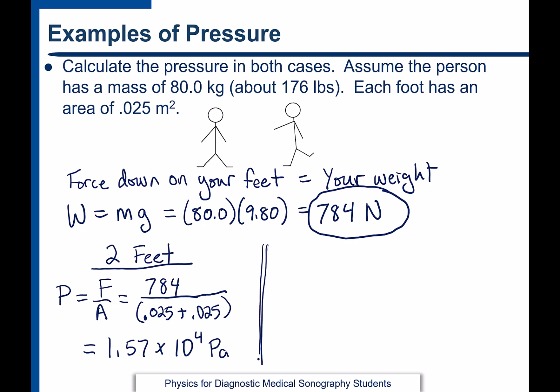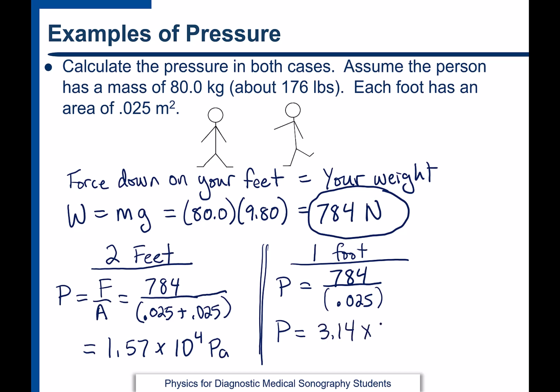Well, we know that the pressure should be higher on 1 foot. Let's calculate that. If you're standing on just 1 foot, then we can see that what changes is the area. In other words, you still have to support all of your weight, so we've got 784 newtons, but now we're only dividing by the area of 1 foot, so 0.025. And when you calculate that, you're going to find that the pressure you get is 3.14 times 10 to the fourth pascals.